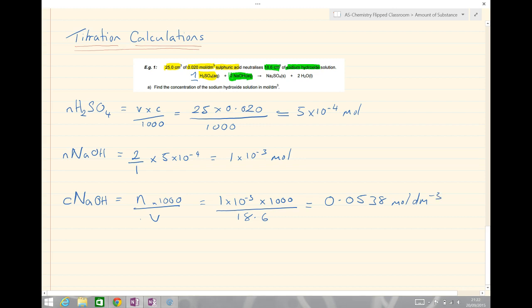Now, this question would have worked exactly the same if they'd given us a concentration instead of a volume here. We would have done the moles of sulfuric acid the same, worked out the moles of sodium hydroxide, but instead of using concentration, we would have used volume is equal to moles times 1000 over the concentration. So just using a different equation.